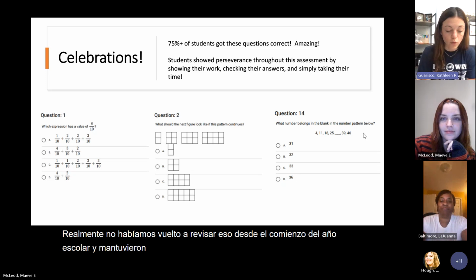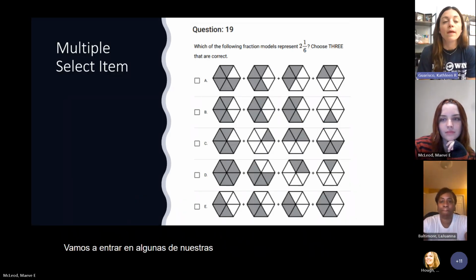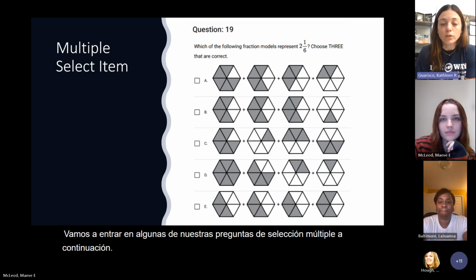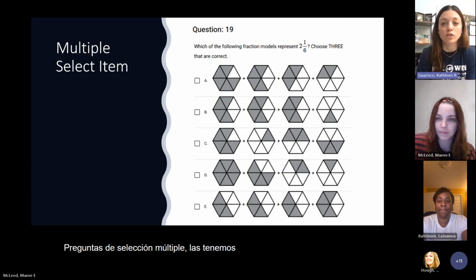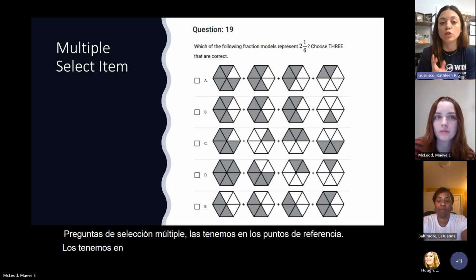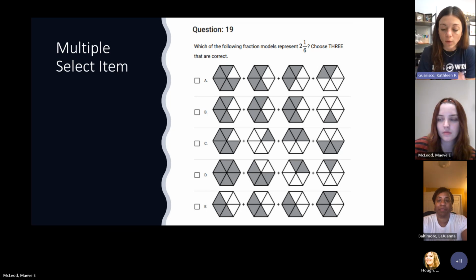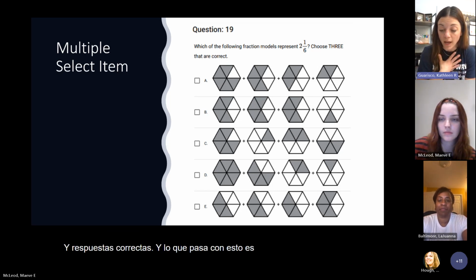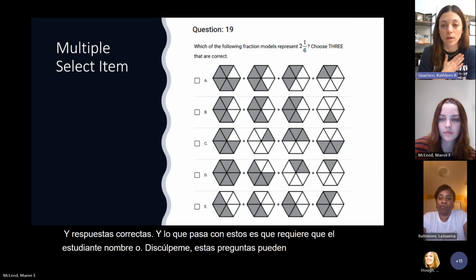We're going to get into some of our multi-select questions next. Now, multi-select questions, we have them on the benchmarks, we have them on TN Ready. It just means that the student is having to choose 2, 3 correct answers. And these questions can be tricky because it is an all or nothing.